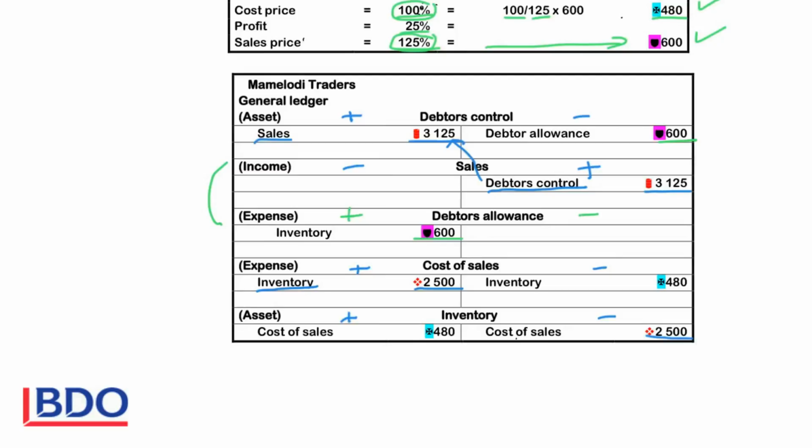We will debit the inventory account to indicate that the inventory increased because we received the goods back, and we will credit cost of sales with the 480. Cost of sales is credited to reduce the expense because these goods are not sold anymore.